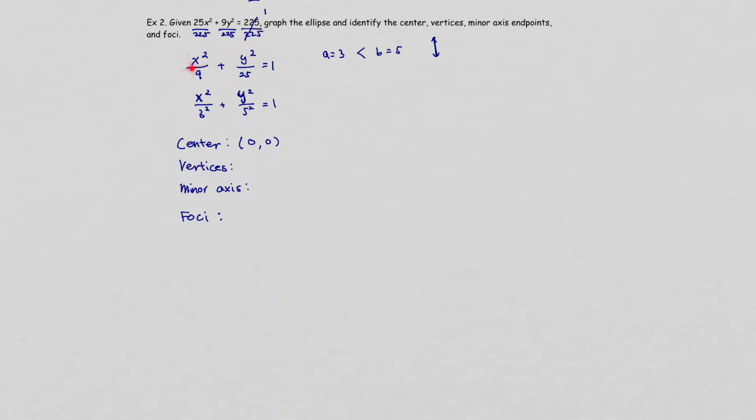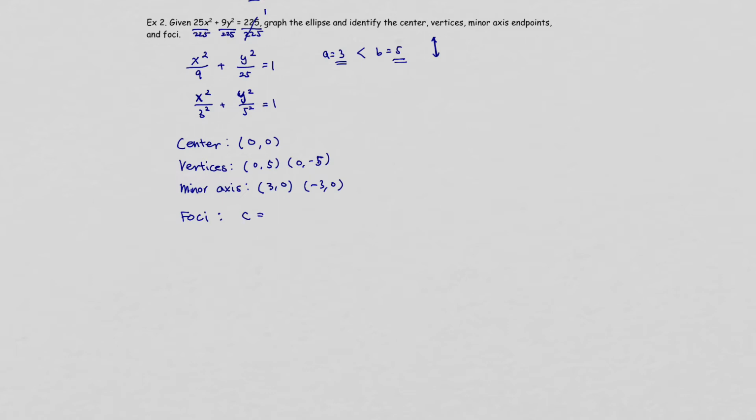Next example, we're going to see when the center is not 0, 0, so you can do the comparison. And then your vertex is going to be on the vertical, so the one with the y value will be b, so it will be 0, 5 or 0, negative 5, because the distance from the center to the y value is 5. And the minor axis is going to be along the x-axis, so it will be 0 plus 3 or 0 minus 3, so it will be 3, 0 and negative 3, 0.